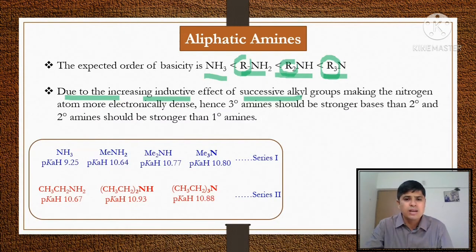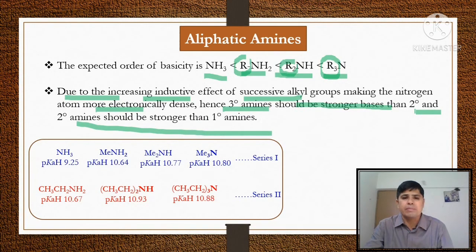This is what is mentioned here, due to increasing inductive effect of successive alkyl groups. Successive means here we have added one alkyl group, here two alkyl groups, here three alkyl groups, making the nitrogen atom more electronically dense. Hence tertiary amine should be a stronger base than secondary, and secondary should be stronger than primary.